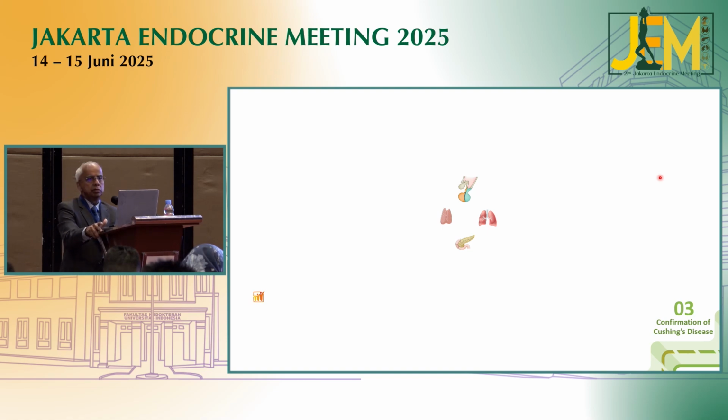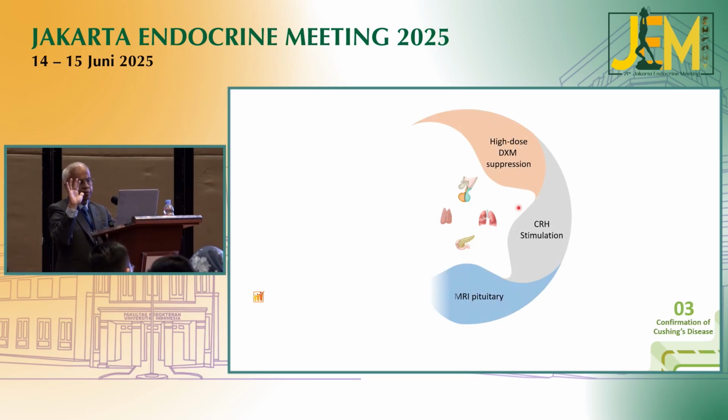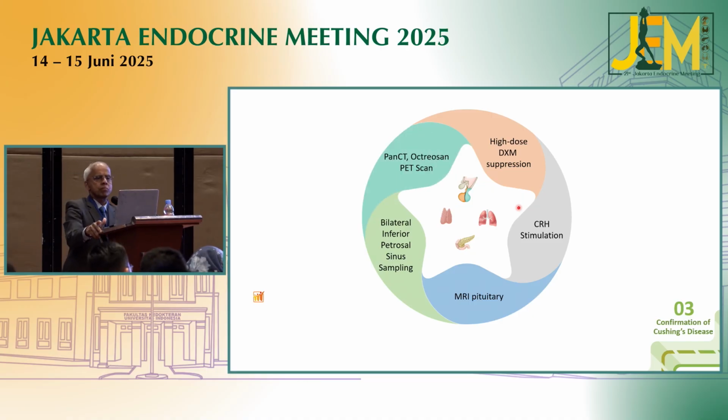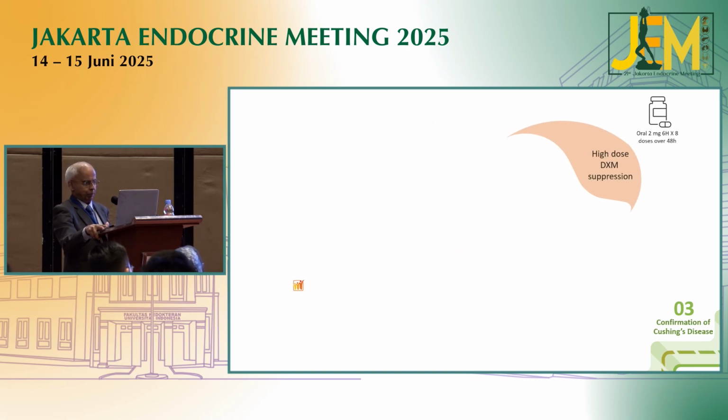Now I come to the third point, confirmation of Cushing's disease. So you have to confirm that rather than ectopic sources. We have 5 useful tests. The high dose dexamethasone test, CRH, MRI pituitary, bilateral inferior petrosal sinus sampling, BIPSS for short. And then you can go on to a pan CT scan, octreotide scan, PET scan. Let's deal with the first one.